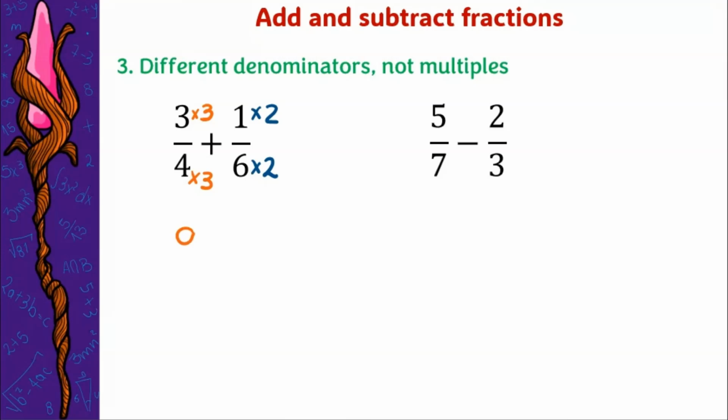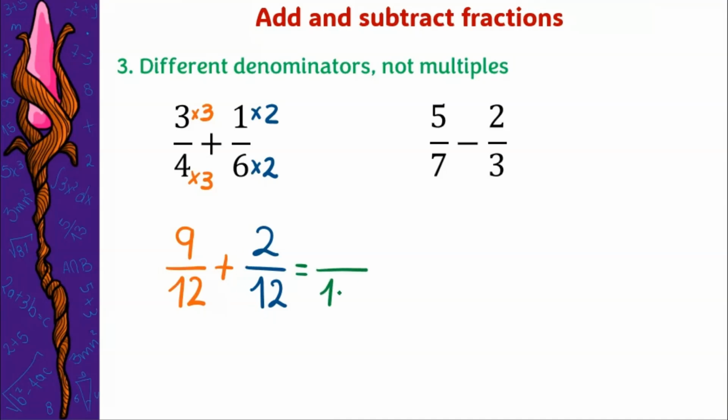3 times 3 is 9 over 4 times 3 is 12. So I get this other fraction that is equivalent to the one that I have, but with a denominator of 12. Same thing with this one. 1 times 2 is 2. 6 times 2 is 12. Now I have two fractions with the same denominator.